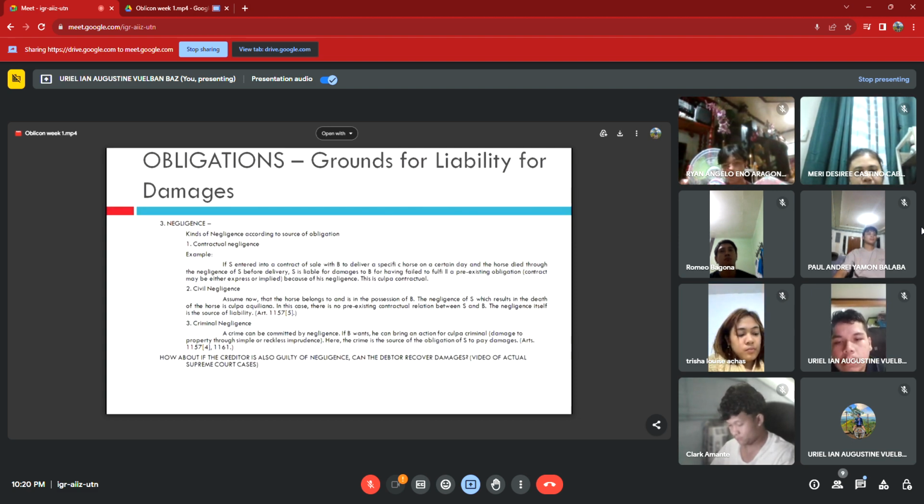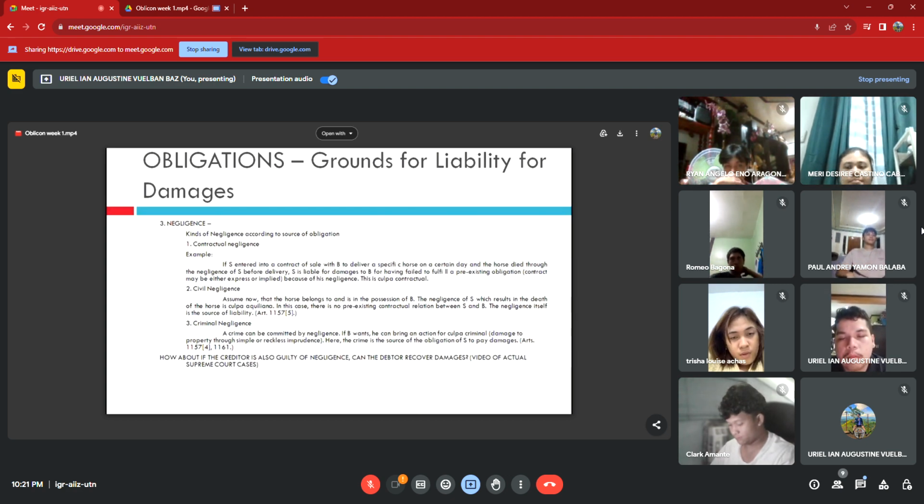There is also civil negligence. Assuming in the given facts that the horse belongs to and is in the possession of B, the negligence of S which results in the death of the horse is culpa aquiliana. In this case, there is no pre-existing contractual relation between S and B. The negligence itself is the source of liability. Unlike in contractual negligence, where there is a contract. But in civil negligence, there is no pre-existing contract.